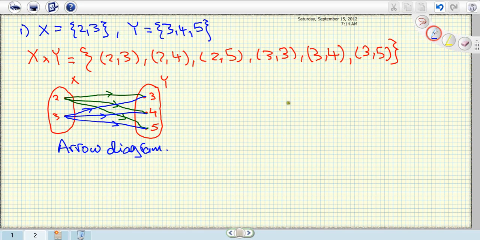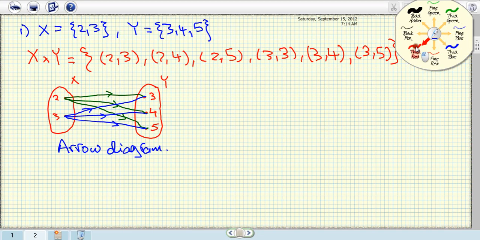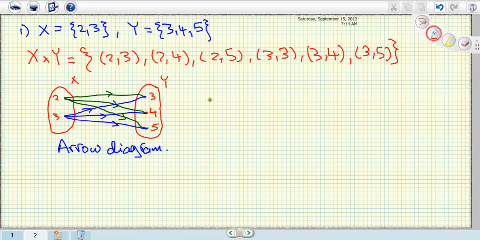Okay, now let's represent the Cartesian diagram of x and y. Actually, I'm not good at drawing without rulers, so I have a simple ruler here. I'm gonna use another color here. So we have the first axis here, and we have the second axis here.